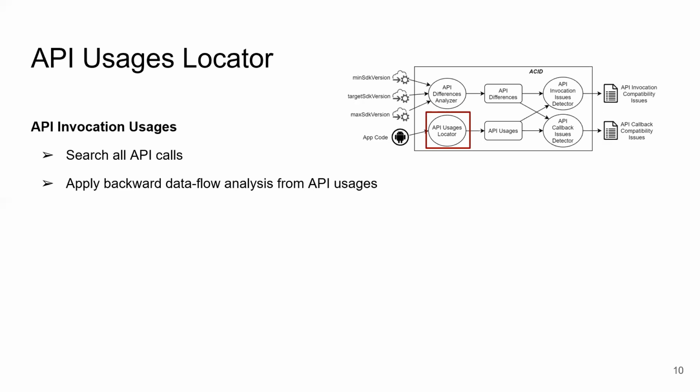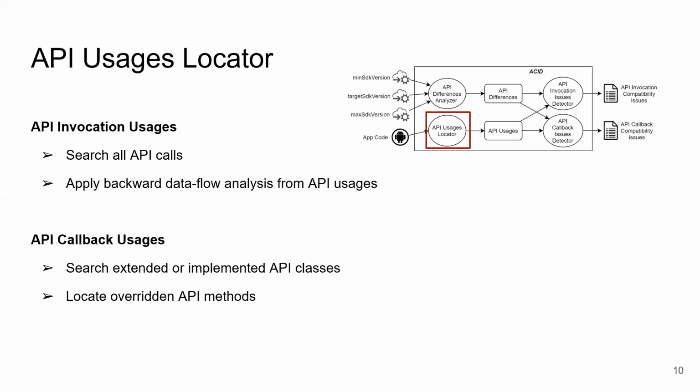To collect API callback usages, it generates class hierarchies to find if any class extended API classes and overrides any API methods. For both cases, ACID checks if the API usage is under any API level conditions or not. These are used to address the compatibility issues.